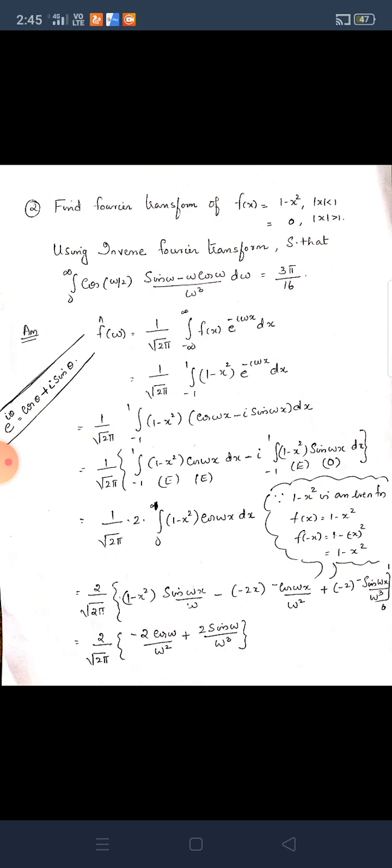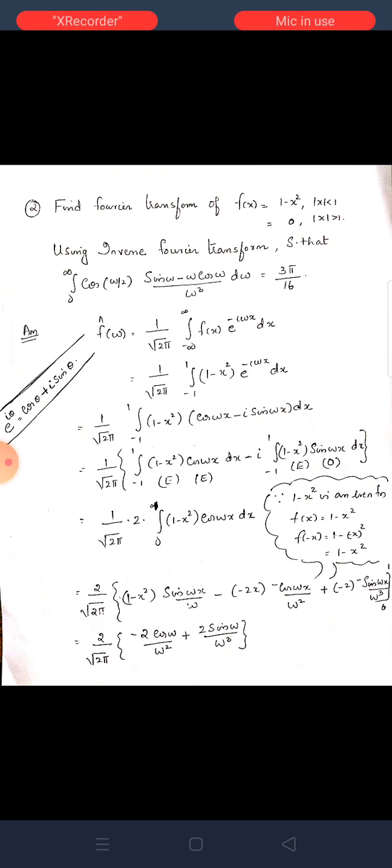into e raised to minus i omega x, which equals cos omega x minus i sin omega x. We have studied in school that e raised to i theta equal to cos theta plus i sin theta. So this e raised to minus i omega x can be written as cos omega x minus i sin omega x dx. Now when you multiply 1 minus x square with cos omega x and 1 minus x square with i sin omega x, we get two integrals.